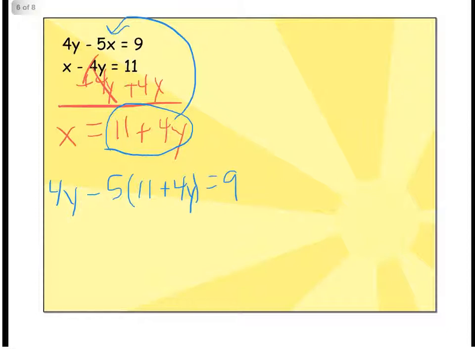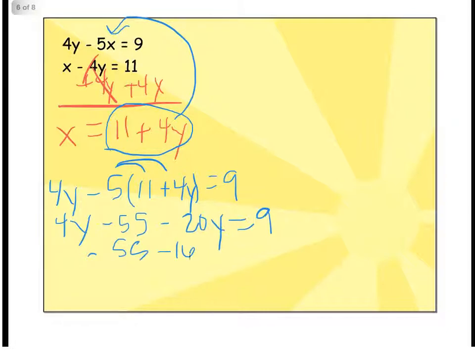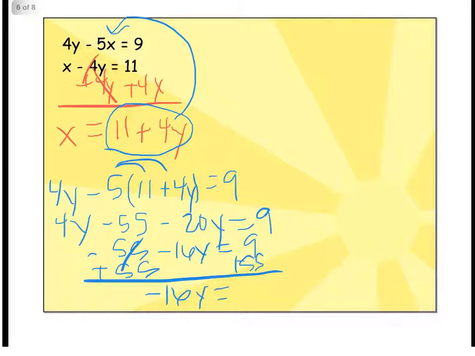Now at this point I'm going to have to distribute this 5 through. So I have 4y minus 55 plus 20y, or excuse me, that should be a minus 20y. Minus 20y is equal to 9. Combine like terms, so I get negative 55 minus 16y is equal to 9. Add 55 to both sides. And I get negative 16y is equal to 64. Divide out my negative 16. And I get y is equal to negative 4.